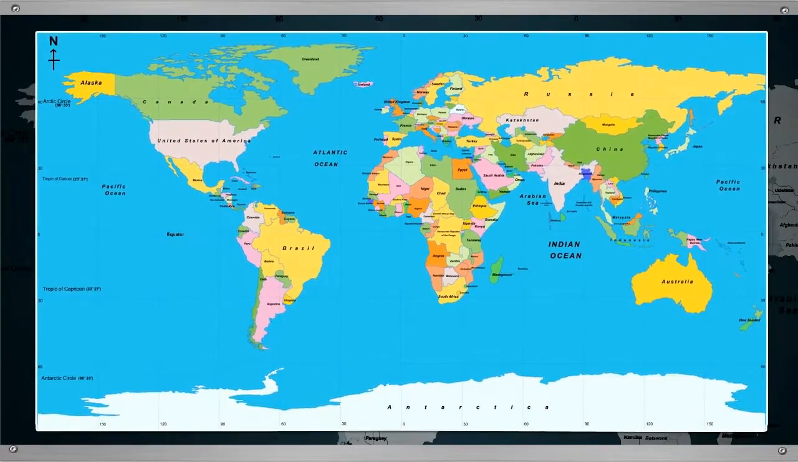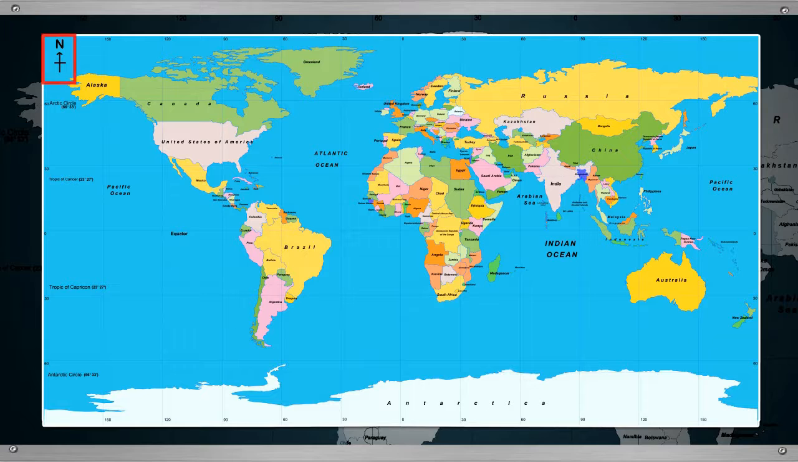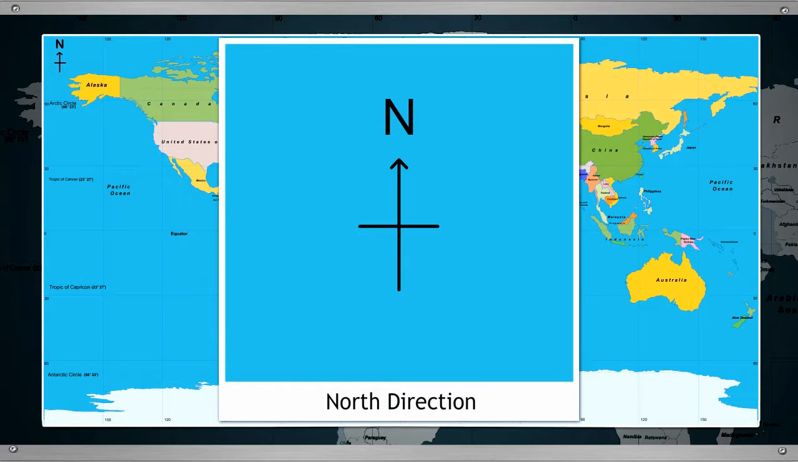Most of you would have seen maps with an arrow with the letter N. Can you guess what this arrow and N represent? Well, the arrow and the letter N represent the north direction in the map. In most of the maps, you will get to see the north at the top. If you know the north direction, then you can find the other directions easily. Let's see how.